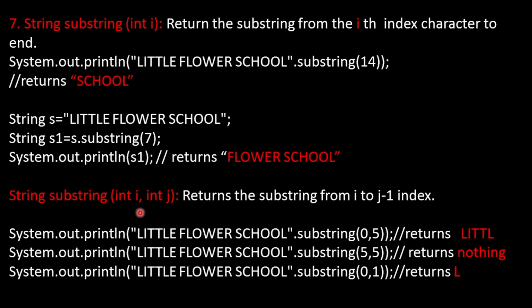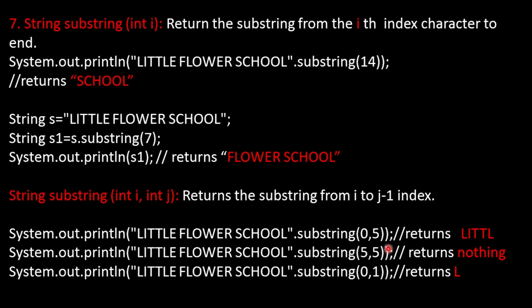And when you give this function, it returns the substring from i to j minus 1, that is, the i to j minus 1 index. With the example, it will be very clear for you. See, little flower school dot substring 0, 5. This is the ith index position and this is the jth index position.